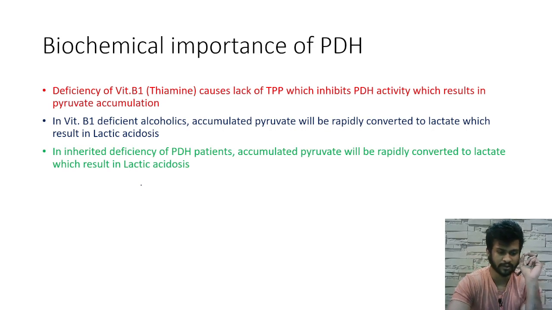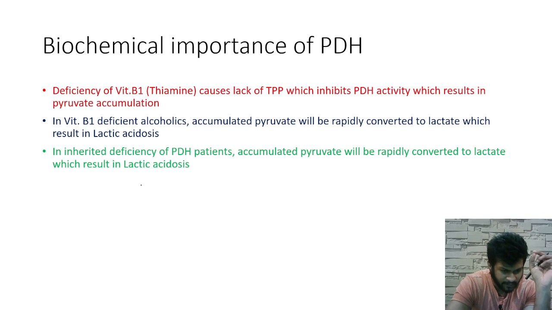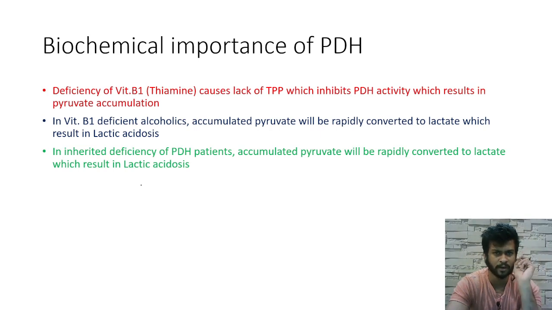In vitamin B1 deficient alcoholics, this accumulated pyruvate will be rapidly converted into lactate, and this condition will be known as lactic acidosis. In inherited deficiency of PDH patients, so if there is some gene mutation due to which enzyme 1, 2, 3 of pyruvate dehydrogenase complex is not synthesized, in such case this accumulated pyruvate will also rapidly convert into lactate, which will result in lactic acidosis. The symptoms of this are reduced appetite and muscle cramps.